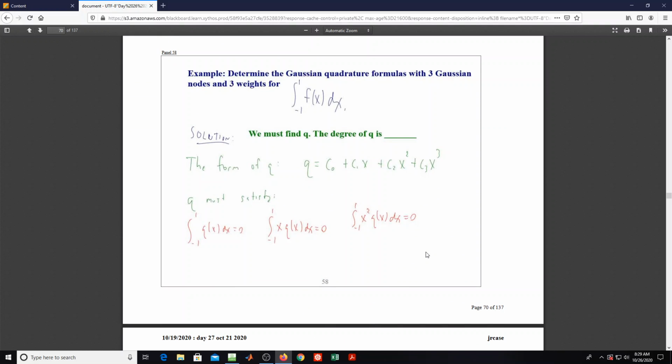Okay, let's determine the Gaussian quadrature formula with 3 Gaussian nodes and 3 weights for the interval between -1 and 1. So we must find q. The degree of q will be, pick a number between 1 and 5. Hopefully you'll pick the right one. Do you remember what the degree of q needs to be? It's either n minus 1, n, or n plus 1. N plus 1, very good. So the degree of q must be 4. I'm sorry, 3.